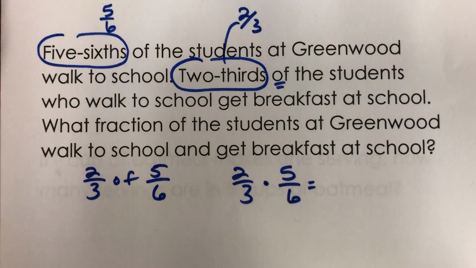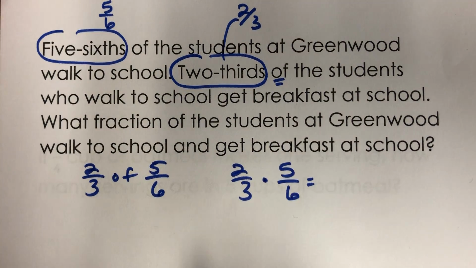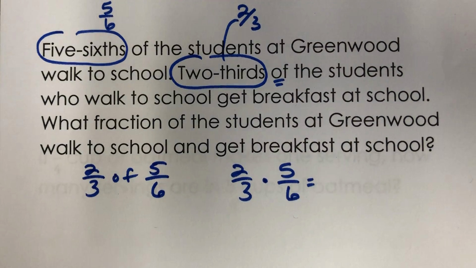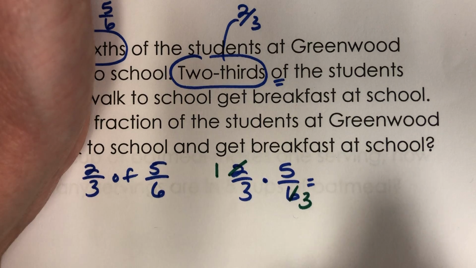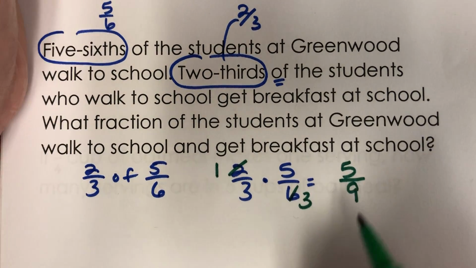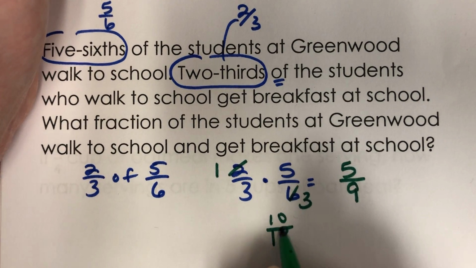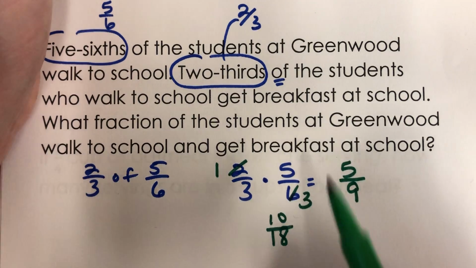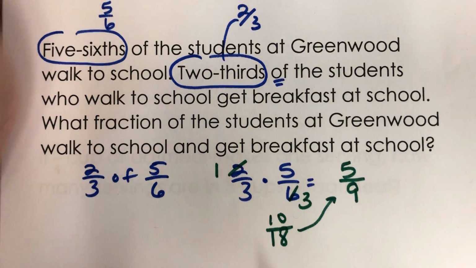Now I'm going to look to see, can I cross simplify anywhere? I can. So 3 and 5 I can't, but with a 2 and 6, 2 goes into 2 once, 2 goes into 6 3 times. 1 times 5 is 5, and 3 times 3 is 9, so we get an answer of 5/9. If you did 2 times 5 is 10, and 3 times 6 is 18, and got 10/18, you're on the right track. Just that can be simplified to 5/9 by dividing them both by 2.